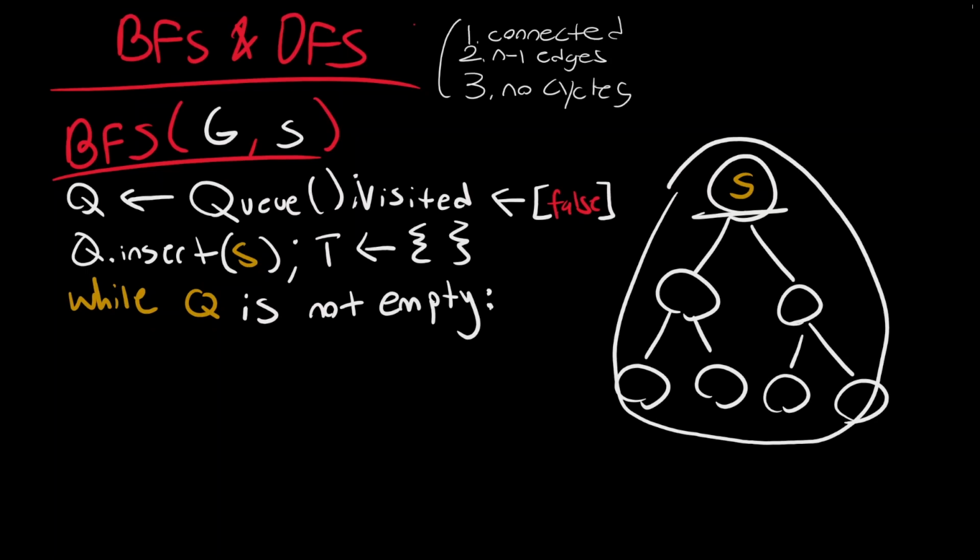Now we're going to take our arbitrary u here. Now this is going to be where we're popping out. So we're going to fill our queue. We started our queue with S.